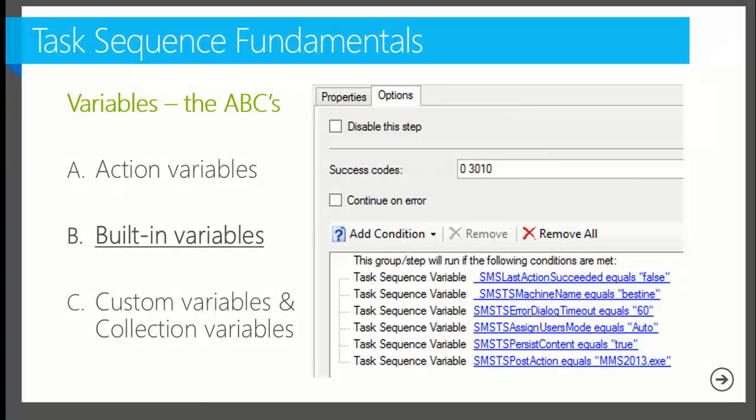The SMS TS persist content variable: one of the things that is different in Config Manager 2012 from 2007 is there's just no longer a run from server option as part of a deployment. And so the content will download every single time it executes. So if you need to run a package over and over as different steps, you can set this variable and that package will stay within the client cache.